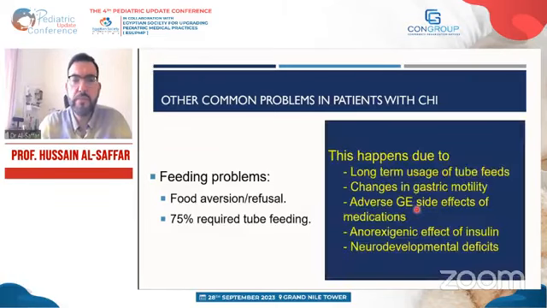Food aversion, as mentioned, has one reason in the long-term usage of tube feeds, but sometimes it can also result from changes in gastric motility and the anorexigenic effect of insulin, or it could be due to adverse gastrointestinal side effects of medications being used, like octreotide or even diazoxide, or it could be due to neurodevelopmental deficits.